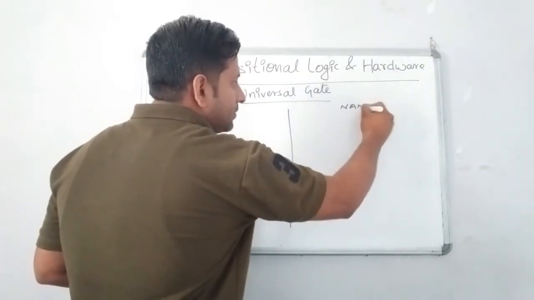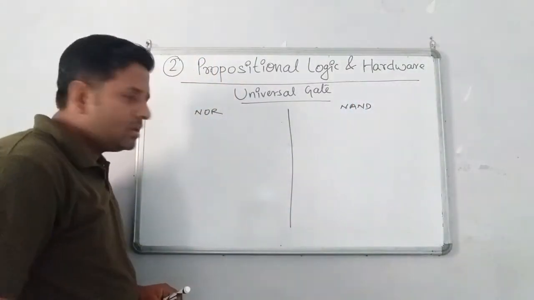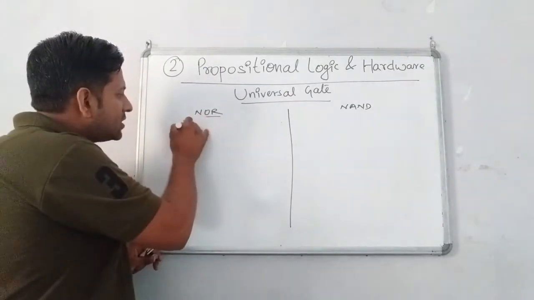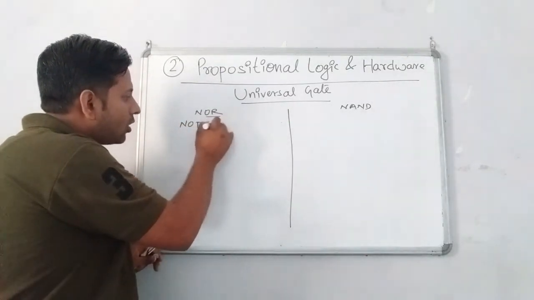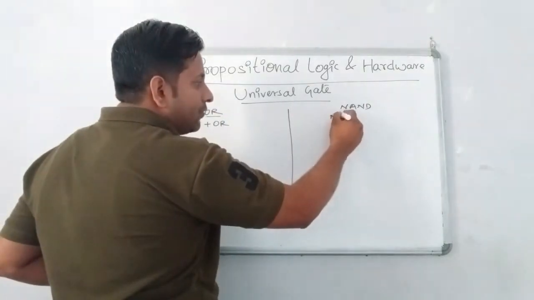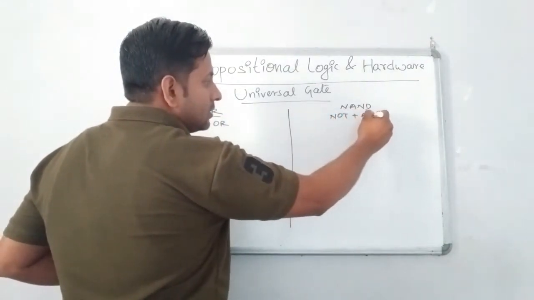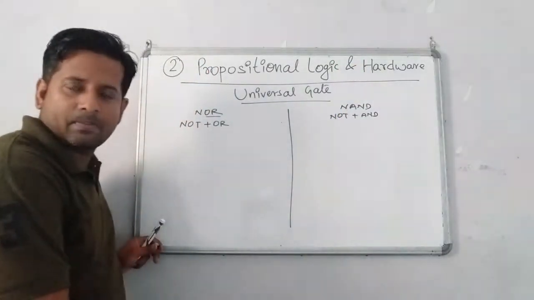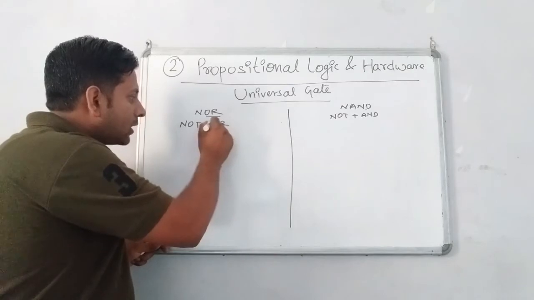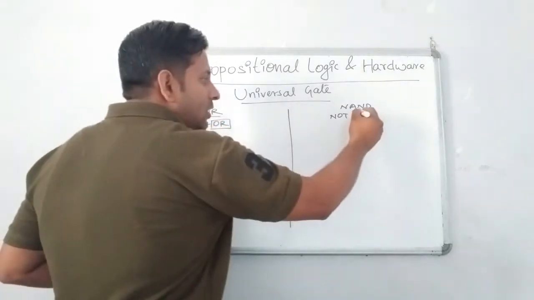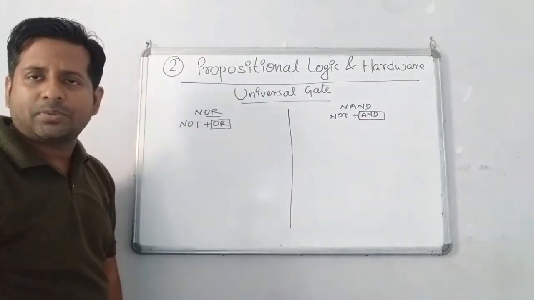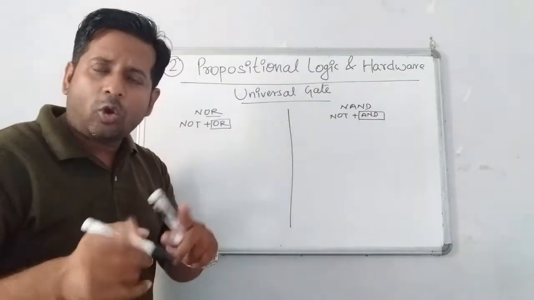NAND means NOT AND gate. Children, the OR part we have already done. So we can say NOR is a combination of NOT plus OR. In the same way, NAND is a combination of NOT plus AND. Okay children? So the main part here is the OR gate. Here also the main part is the AND gate. In the NOR gate, the NOT symbol has been used, and in the NAND gate, the NOT symbol has been used.